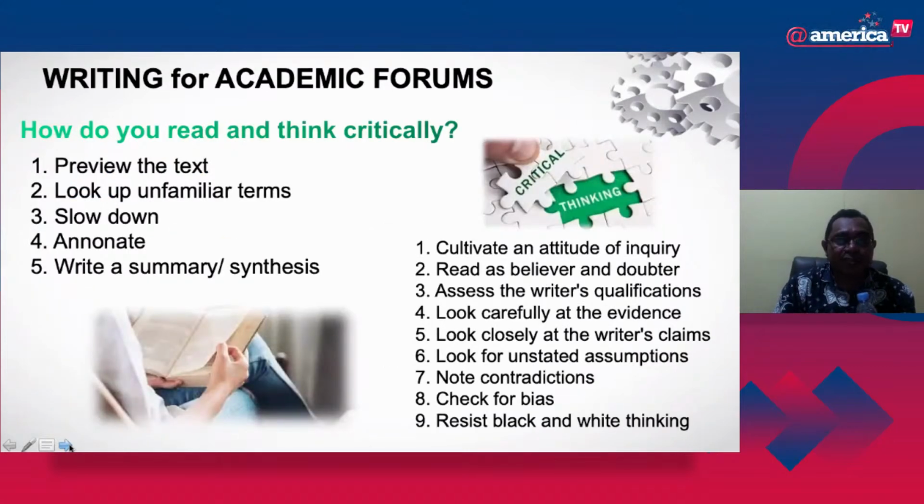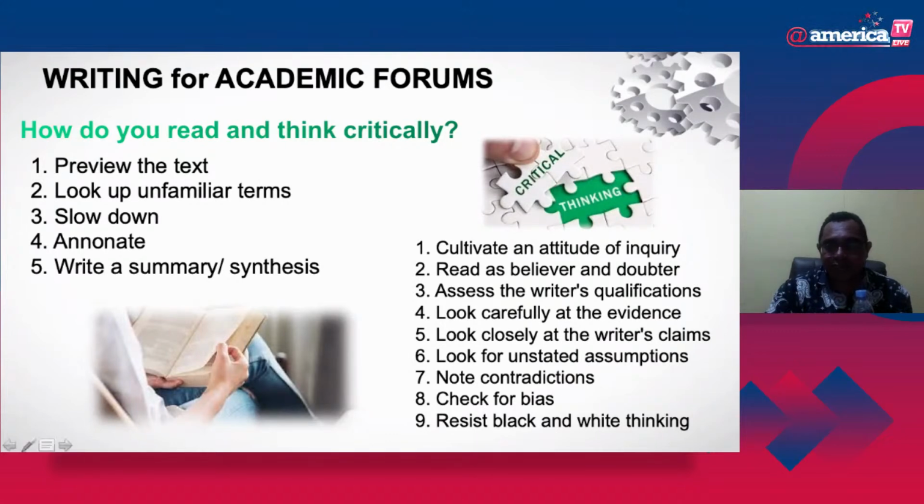So how do you read and think critically? This is very important. You review your text yourself, look up unfamiliar terms, slow down, annotate, write summary and synthesis. This is very important. And also in critical thinking, you cultivate an attitude of inquiry. So think about that, finding data and discussing that. Read as believers, but also as doubters. So as believers at one point, but also doubters at others. So you make your point like a discussion, and you don't get trapped in one single point, in one single assumption, but also try to put it in debate or in dialogue with other perspectives.